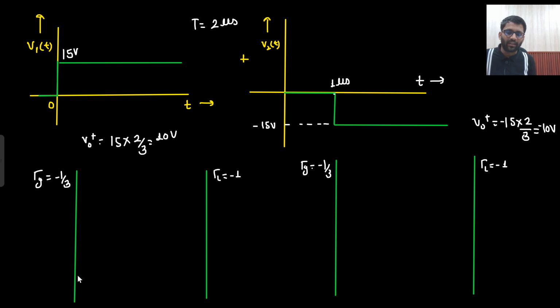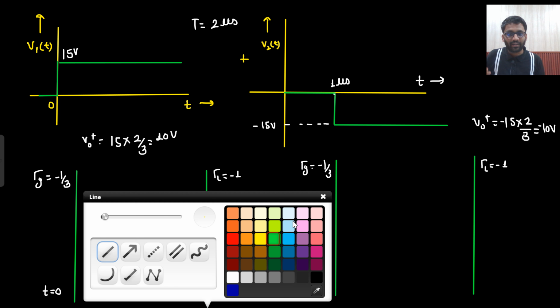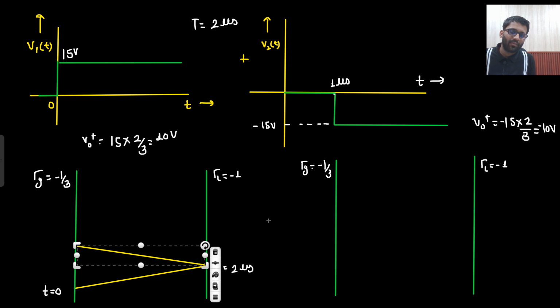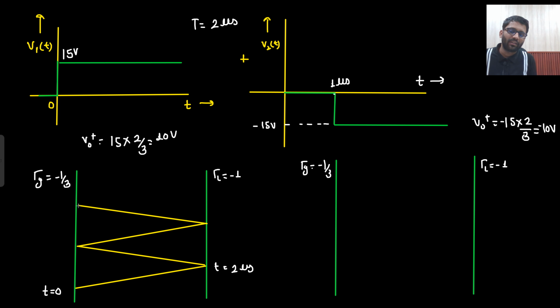Okay. But here I will start from t equals 0, because 15 is applied at t equals 0. So initially V naught plus is generated at t equals 0. Then at t equals, how much time will it take? Transit time is 2 microseconds. So at 2 microseconds, gamma L V naught plus will be generated, then gamma L gamma G, then gamma L square. In that manner we will keep on going.